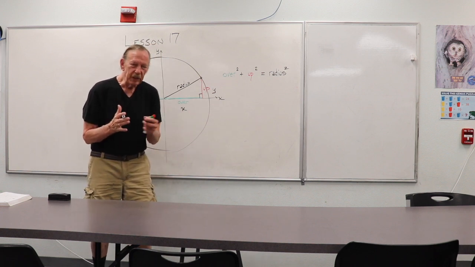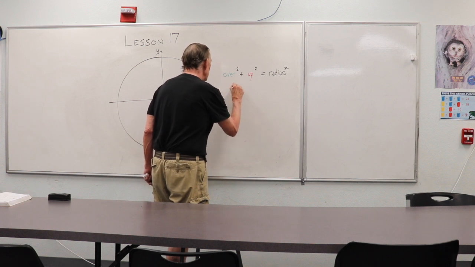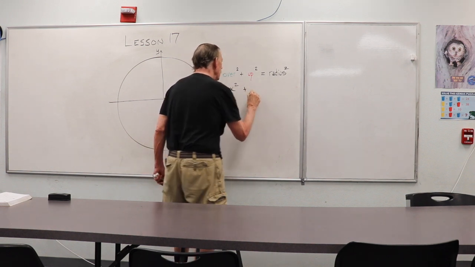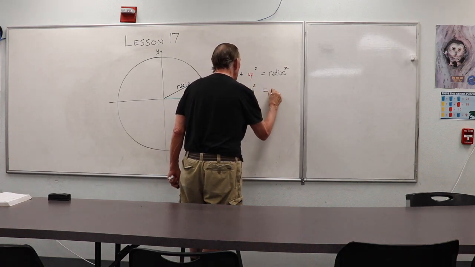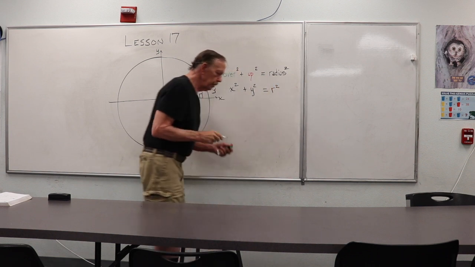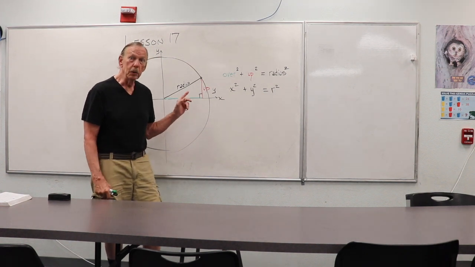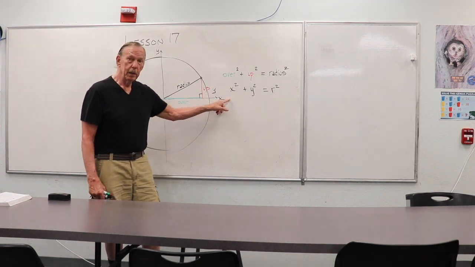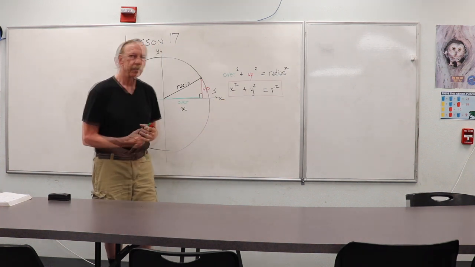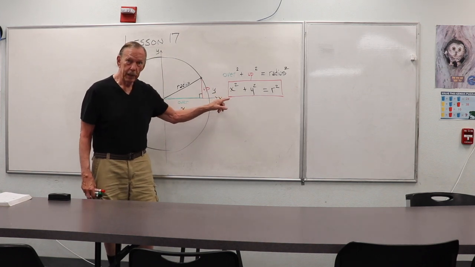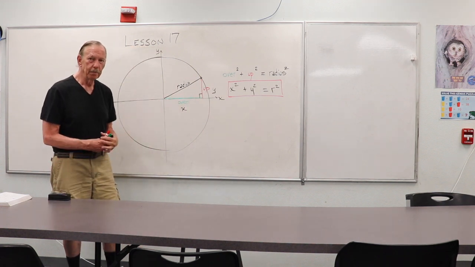When we plug those in to this, we get the Pythagorean equation describing a circle. x squared plus y squared is the radius squared. That is the equation of a circle with its center at the origin.